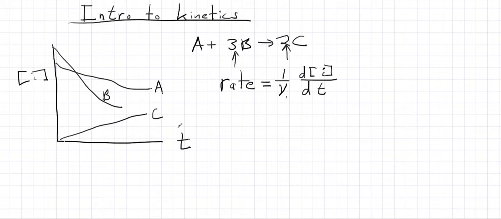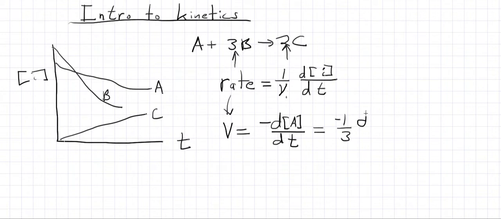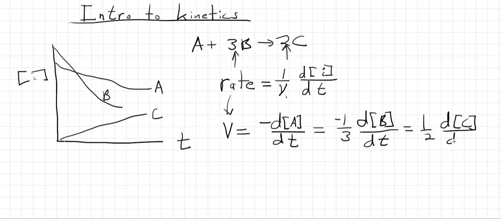So for this, we could say that the rate, which is often given the symbol v as if it's a speed, is going to be, not the slope of A, because A has a coefficient of -1 because it is a reactant. So it's -dA/dt, which would be equal to -1/3 dB/dt, and that would be equal to 1/2 dC/dt. Now let's say 2 things about this.